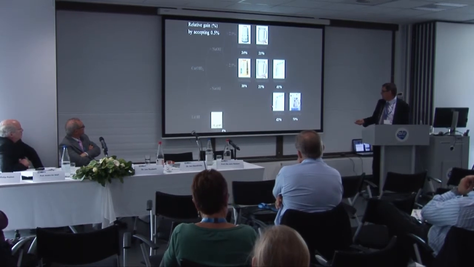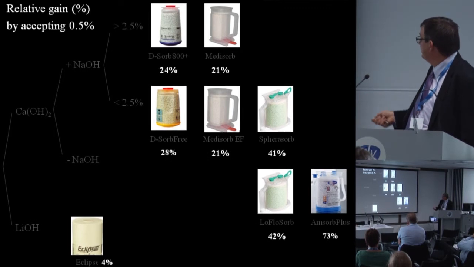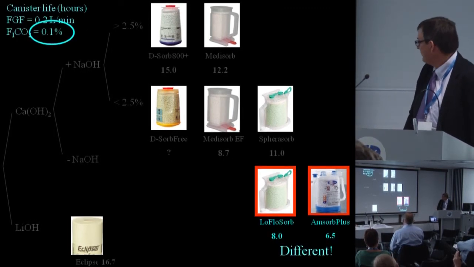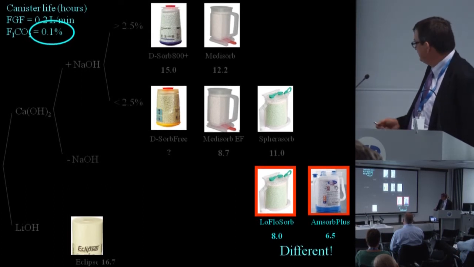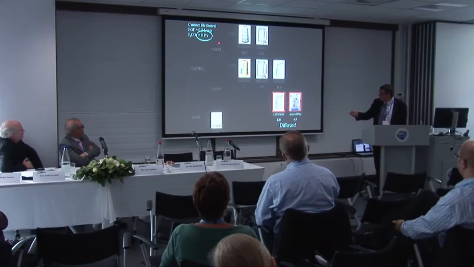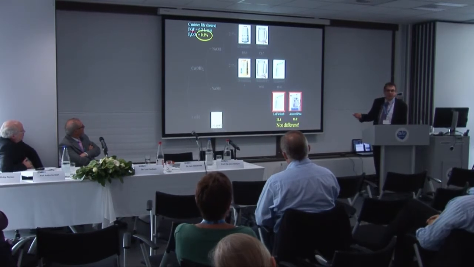So really with the MSORP, for example, and those two, the low flow SORP and the sphere SORP, it's really worth waiting because you get a lot of canister life. Something else that's interesting to note, for example, here the low flow SORP compared with the MSORP Plus, 8 hours if my threshold is 0.1%, 6.5 hours, but if I wait up to 0.5%, they're no different.